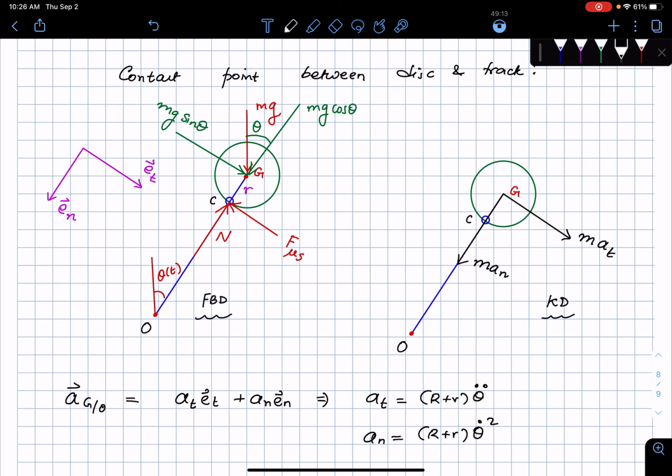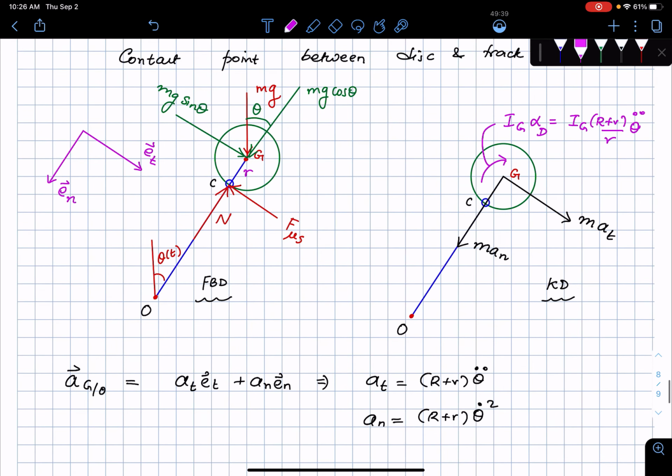Then one more thing I have is the inertial torque. This inertial torque is going to be marked in the same direction as the rotation. This is going to be I_G times alpha of the disk, or I_G times (R plus r) divided by r, times theta double dot.